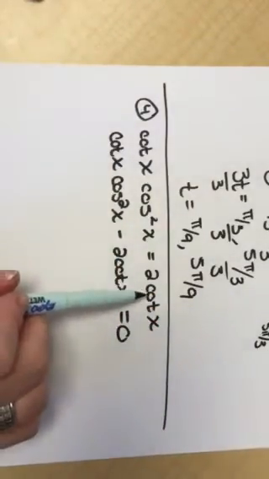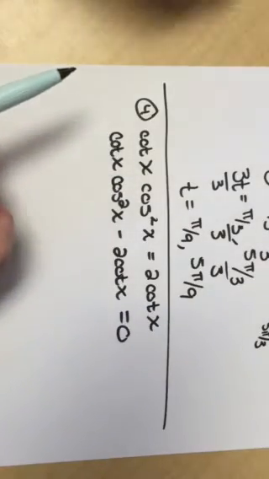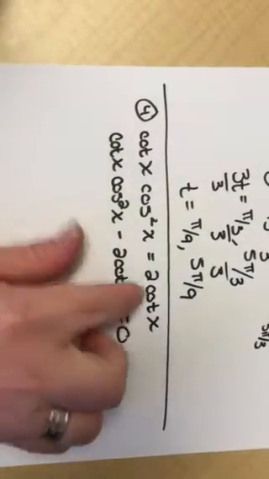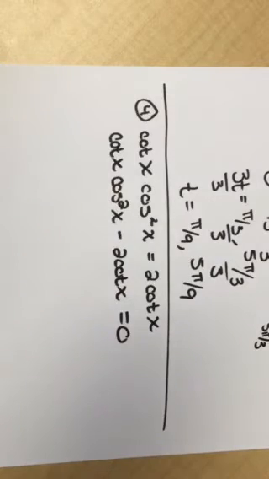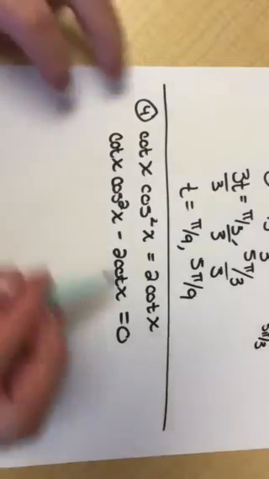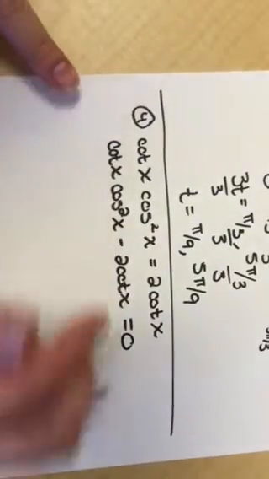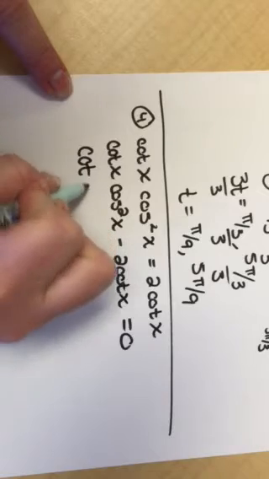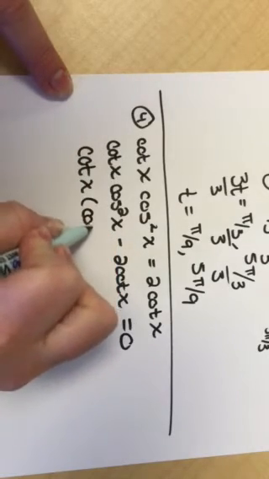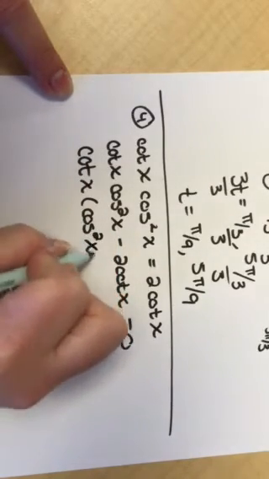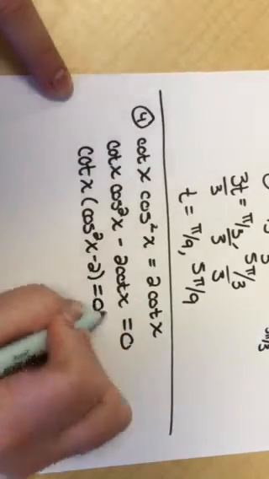And I know part of you wanted to divide this over. In general, you don't want to divide a trig function over, because yes, these cotangents would have canceled out and your life would have been much better, but in the process of canceling out, you would have deleted some of your answers, and that would have been pretty sad. So now we look here and say, okay, these both have a cotangent, so I can pull out a cotangent, and I'm left with cosine squared x minus 2 equals 0.